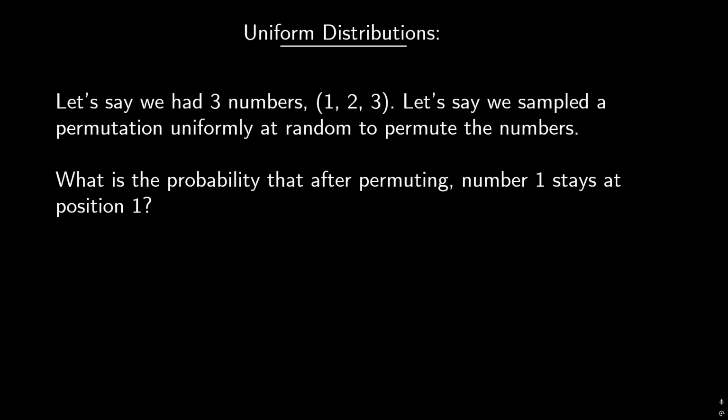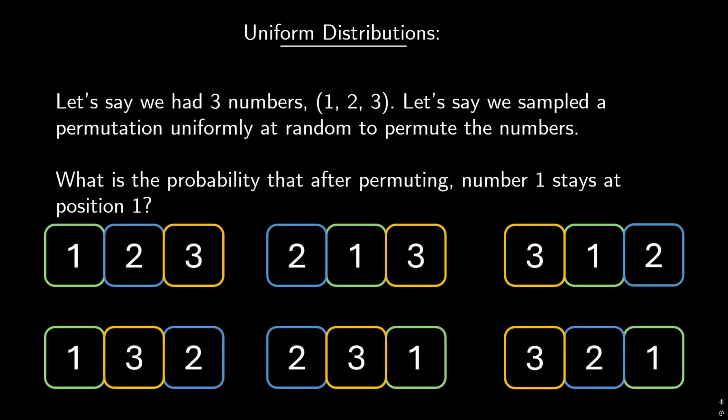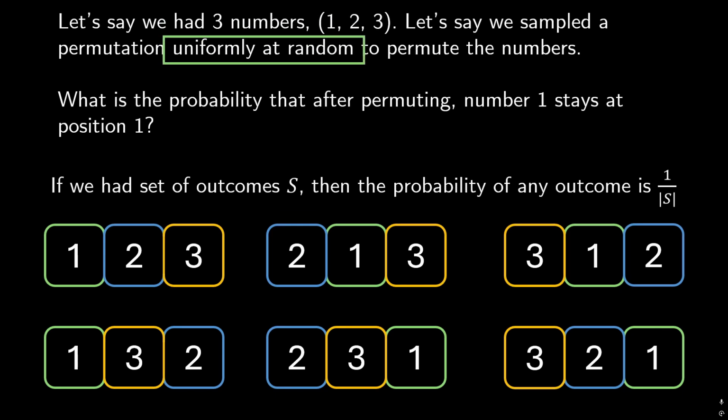Okay, so this sounds kind of complicated, but let's break it down. Again, we need our set of outcomes, or our event space. Since we are sampling a permutation uniformly at random, there are 3 factorial possible outcomes. Either we get the first permutation, or the second, or the third, the fourth, all the way to the sixth. There are 6 of them, because 3 factorial is 6. I emphasize that this is done uniformly at random because we are sampling a permutation uniformly at random.